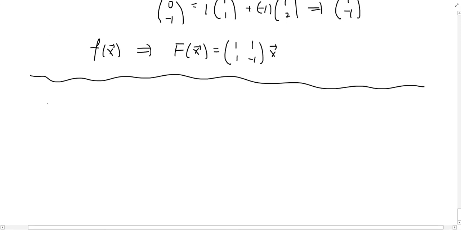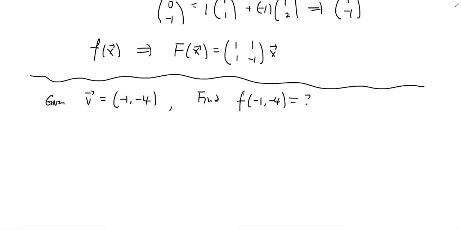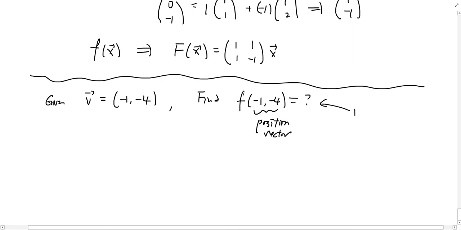Let's say we're given vector v, which is negative 1, negative 4. What I'm going to ask you to do is try to find f of negative 1, negative 4. And so we're going to do that to show what happened. But important to understand is that when I list f of negative 1, negative 4, I'm imagining this is our position vector. And when we state the answer, I'm also looking for a position vector that is not relative to the basis that we use.